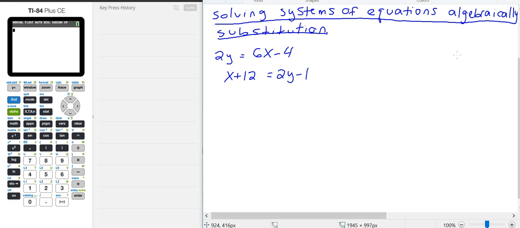So to solve this problem, we have to first solve one of these equations for one of the variables, and then we can plug in. So let's solve the second equation for x. To do that, we're going to subtract 12 from both sides.